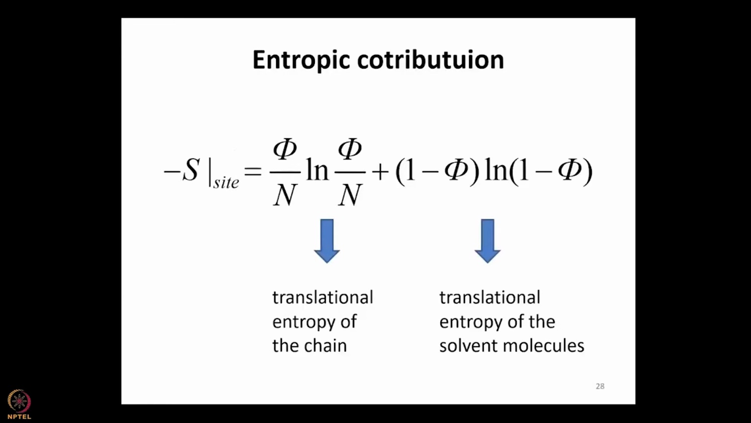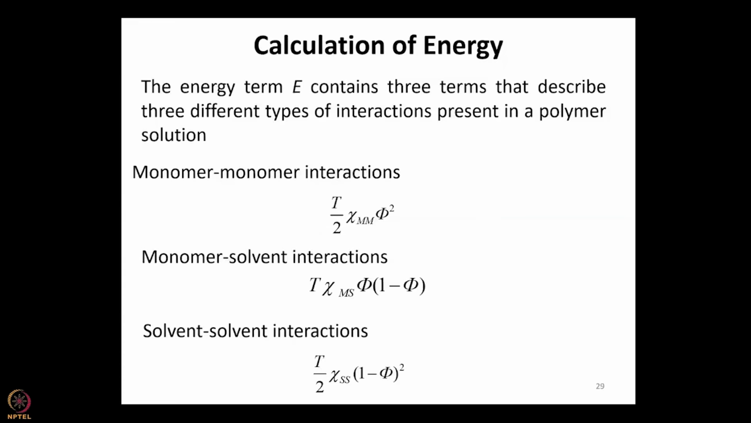So this again, the same thing. I divide by the total number of sites, and then you get the entropy of the solvent, as I said, and the entropy of the polymer. I am not going through the derivations. You will find the derivations in many places, including my book and also in Wikipedia. It's a good theory, Flory-Huggins.